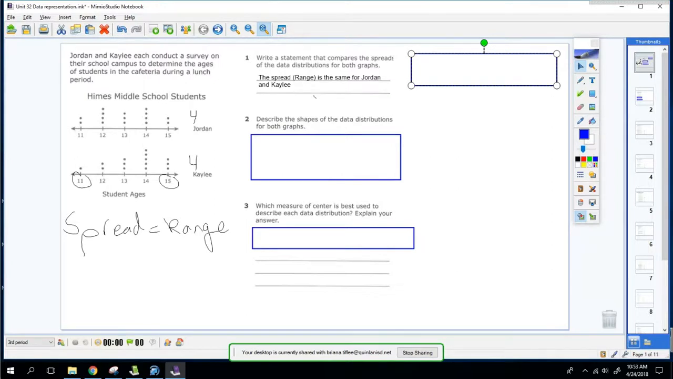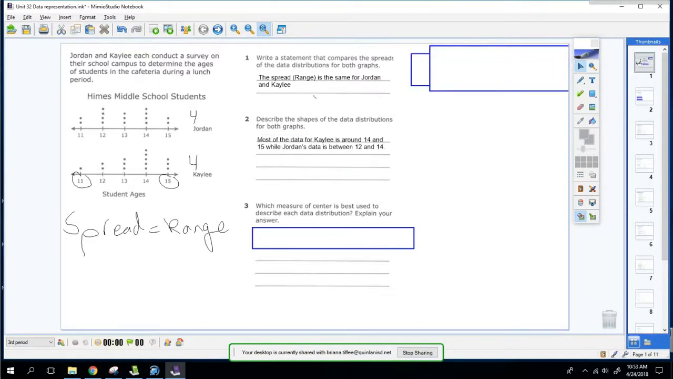Then we're going to describe the shapes of the data distribution for both groups. Well, the shapes would be most of the data for Kaylee's is around 14 and 15, while Jordan's data is between 12 and 14. If you need time to copy it down, you can always pause the video.